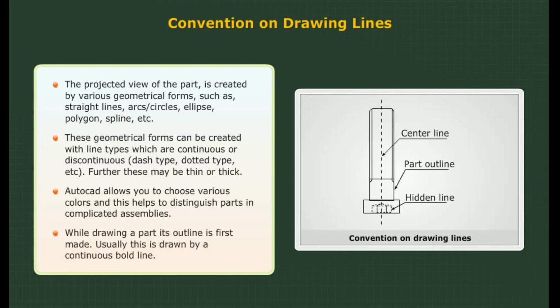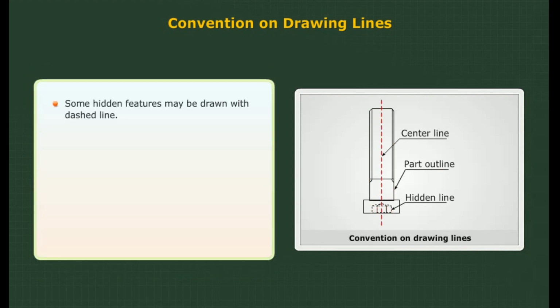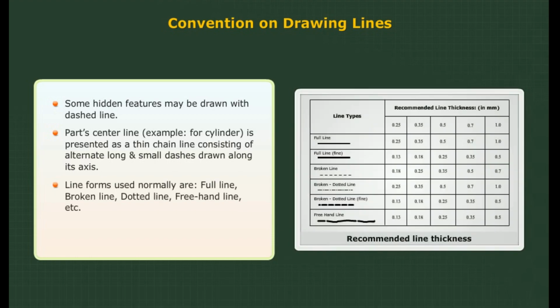While drawing a part, its outline is first made. Usually this is drawn by a continuous bold line. Some hidden features may be drawn with dashed line. Part's center line, for example for a cylinder, is presented as a thin chain line consisting of alternate long and small dashes drawn along its axis. Line forms used normally are full line, broken line, dotted line, freehand line, etc.